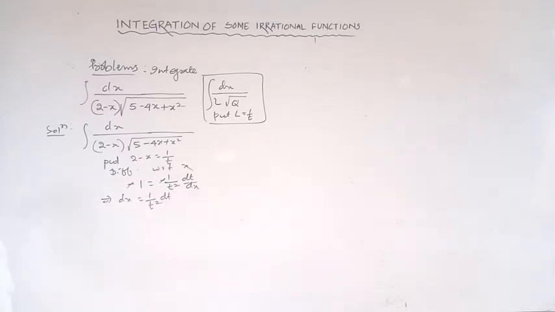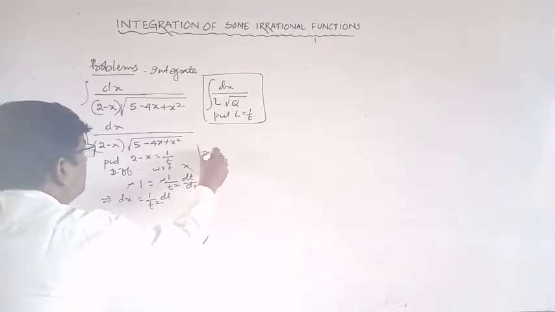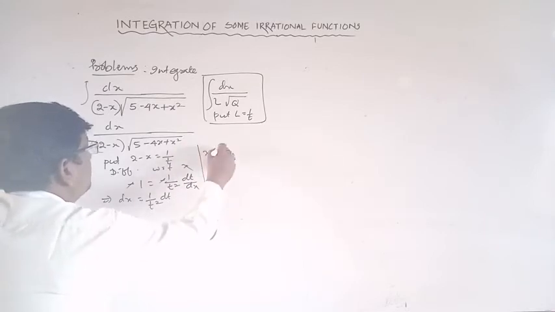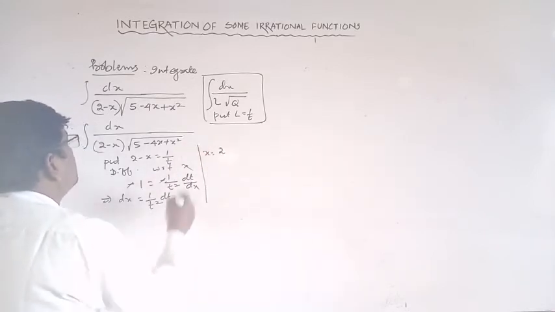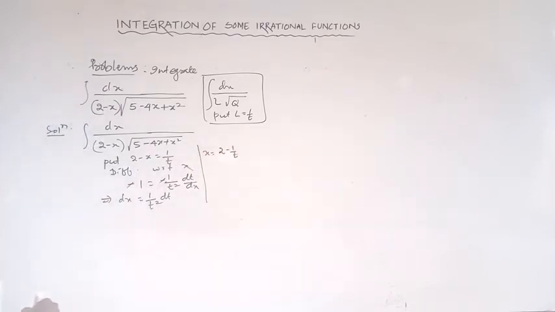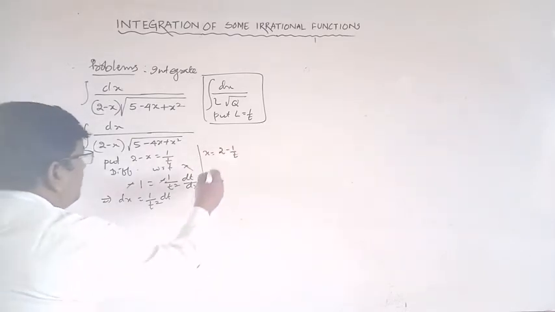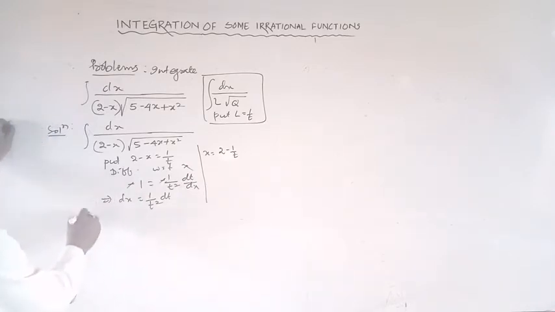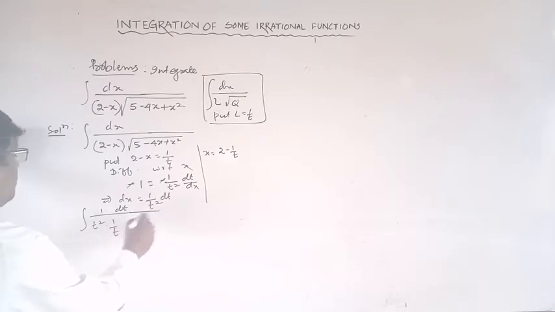So put here, and x is equal to what? x is equal to 2 minus 1 by t. Okay. So x is equal to 2 minus 1 by t. Put here. So dx is equal to what? 1 by t square into dt. Now 2 minus x is equal to what? 1 by t. And now root over what?